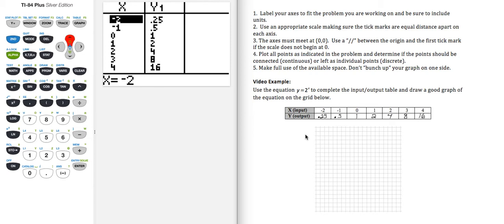Let's look at our graph and how we're going to draw our graph. There aren't any axes drawn for us. So I look at my data and I see that my output data are all positive. So here's how I'm going to draw my axes. I'm going to draw my horizontal axis here. And then I'm going to draw my vertical right in the middle.